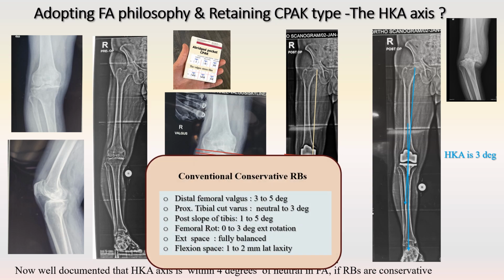So these are known as the conventional conservative restrictive boundaries. The distal femoral valgus must be within 3 to 5 degrees. The proximal tibial varus cut must be from neutral to 3 degrees. The posterior slope of the tibia must be within 1 to 5 degrees. The femoral rotation is within 0 to 3 degrees of external rotation. The extension space must be fully balanced medially and laterally. The flexion space is usually 1 to 2 millimeters lateral laxity. Now, if you adopt these conventional conservative restrictive boundaries, we find that the HKA axis is guaranteed to be within 4 degrees.